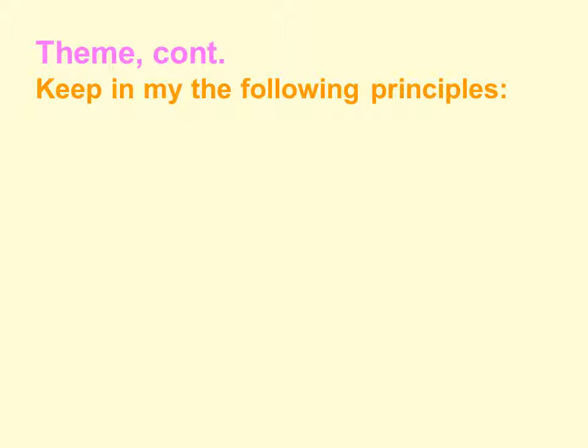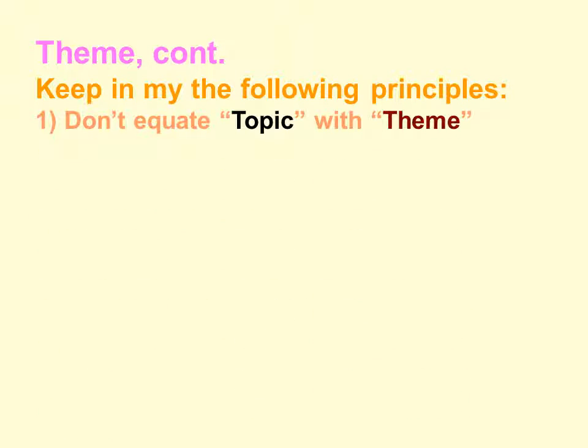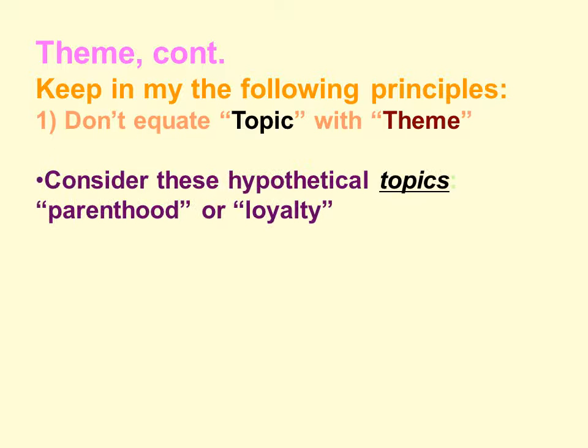A couple more principles on theme. Don't equate topic with theme. Let me explain. Consider these hypothetical topics. There could be literature on these topics: parenthood, or loyalty, or coming of age, or education, or injustice, or conformity. All these are topics about which much literature has been written.